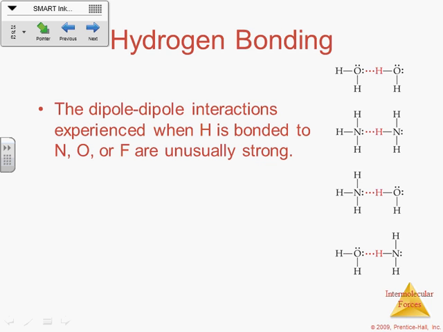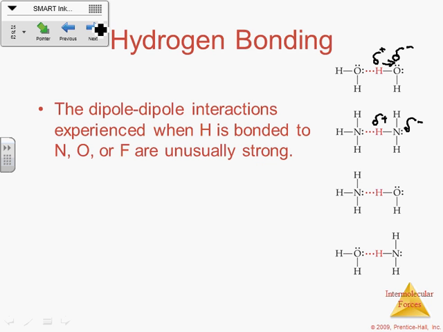So when hydrogen is bonded to nitrogen, oxygen, or fluorine, N-O-F, then it's an unusually strong bond. The reason for that is that those three particular atoms are all very electronegative. So they are going to pull especially hard on the electrons and have a fairly strong partial negative charge, which gives the hydrogen a fairly strong partial positive charge.